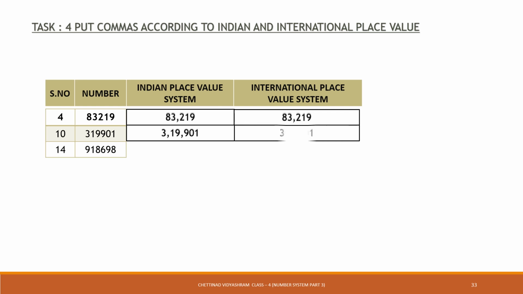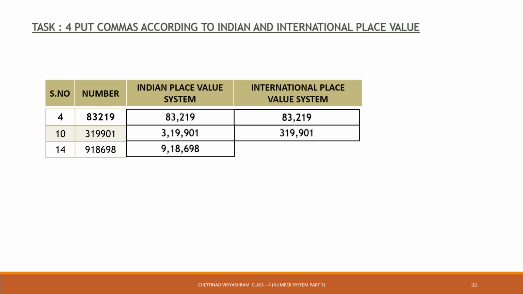In international place value, we have to mark every 3 digits. So 319,901. We don't have any other digit after these 3 numbers, so we will leave it. So 319,901. So in Indian place value, how will you read this? 3 lakh 19,901. In international place value system, how will you read this? 319,901.